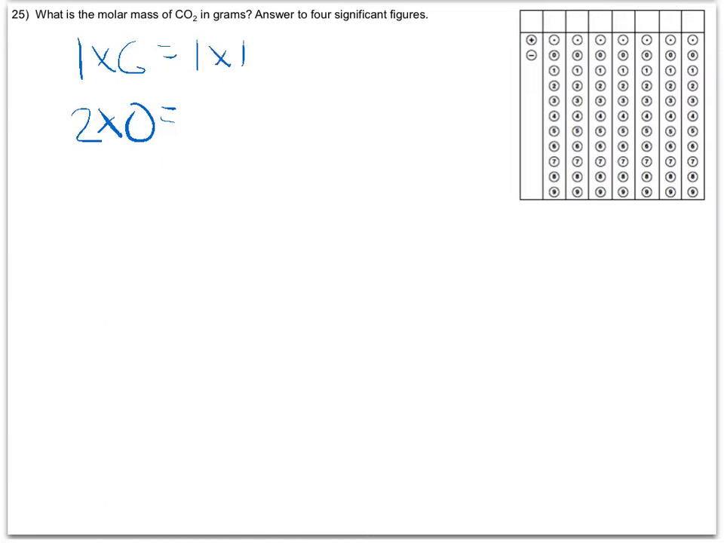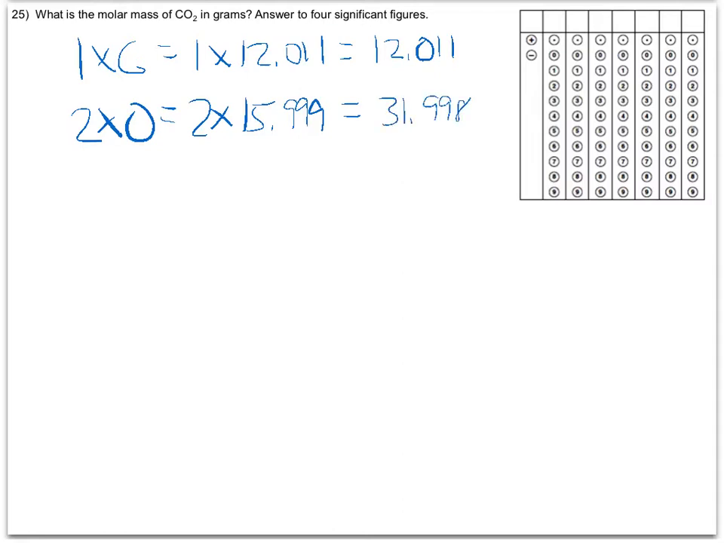So 1 times 12.011 and 2 times 15.999. So that's 12.011, and that is 31.998. And then we add those together, it gives you 44.009. And then it says to 4 significant digits, or 4 significant figures.